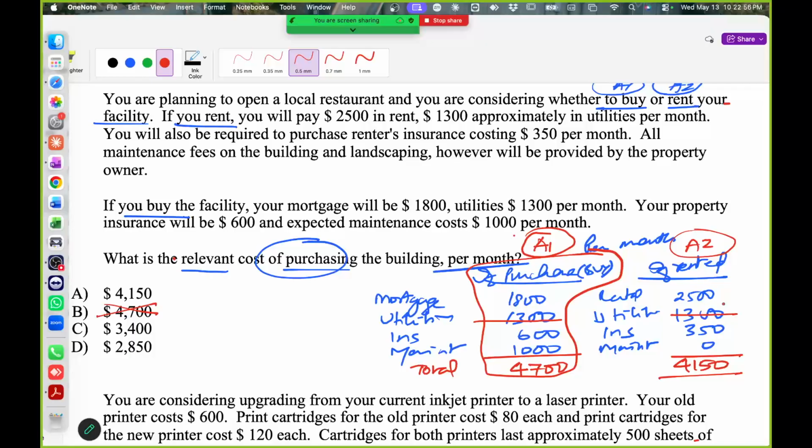That's not differing. Whether you purchase, utilities will be 1,300. Whether you rent, also 1,300. It is not differing. So 4,700 minus 1,300, 3,400 is the relevant cost of purchasing.